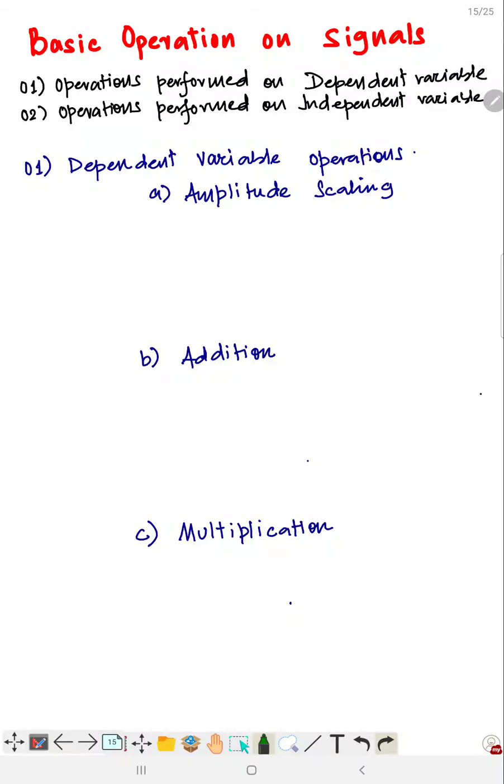Hello and welcome to yet another video of signals and systems. And in this video, we'll be discussing the basic operations that can be performed on the signals.